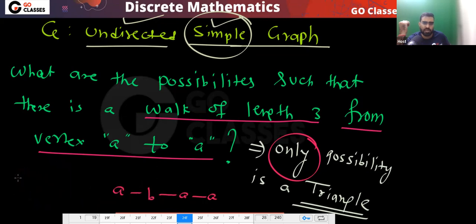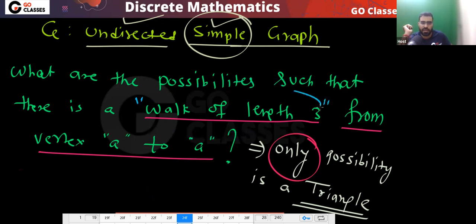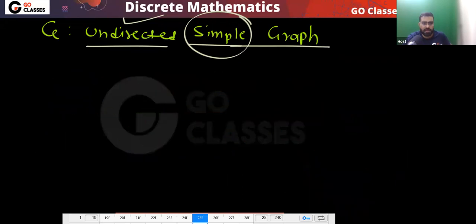But because this is a simple graph I am talking about, in this situation the only possibility is a triangle. So two things we have seen: if you want a walk of length three from A to A, then the only possibility is a triangle. The only walk of length three you can get is because of a triangle. And because of one triangle, how many walks are you getting? So there are two things I can say.